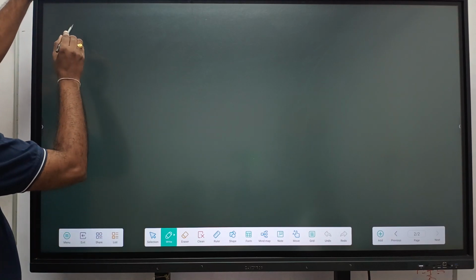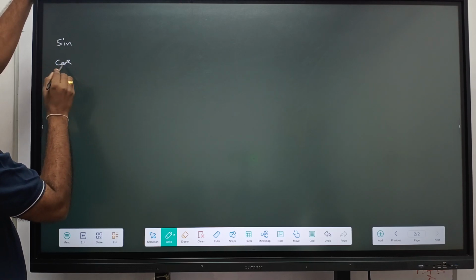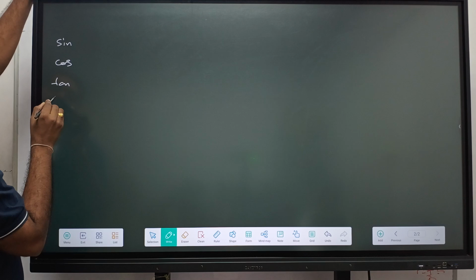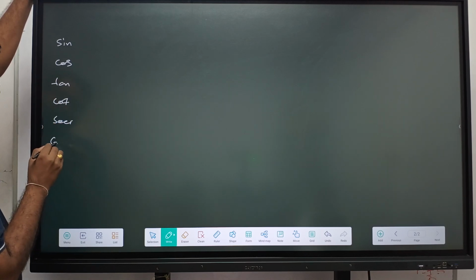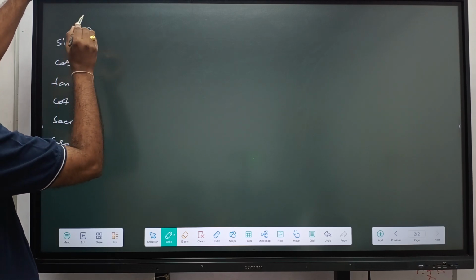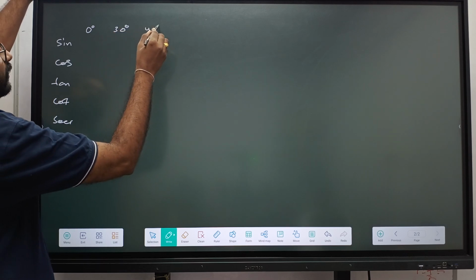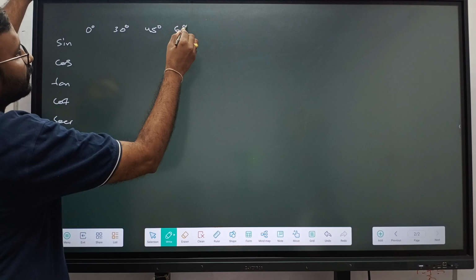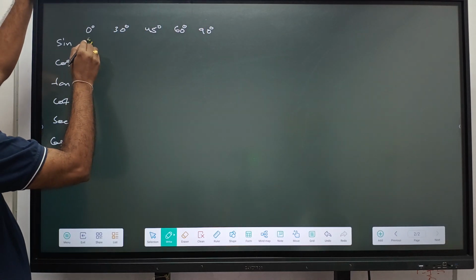What is that? First, sin, cos, tan, cot, secant, cosecant, and here 0 degrees, 30 degrees, 45 degrees, 60 degrees, 90 degrees. Sin 0 is 0.